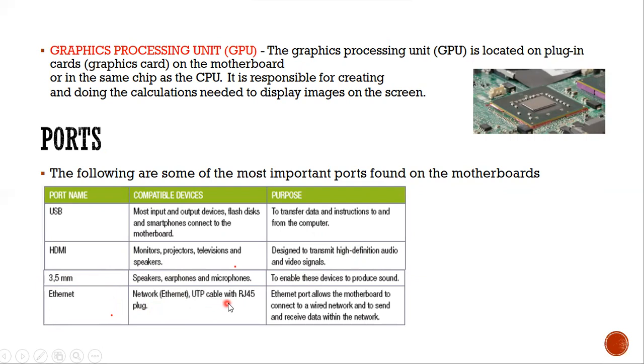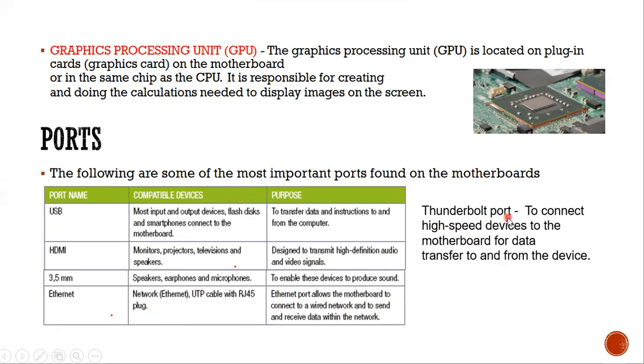A UTP cable with RJ45 plugs into your Ethernet port. So your network cable, your UTP unshielded twisted pair cable with an RJ45 plug at the end of the cable, looks very much like your telephone line. It connects into an Ethernet port. The Ethernet port allows motherboards to connect to a wired network and to send and receive data within the network. So the Ethernet port is for connecting to a network.